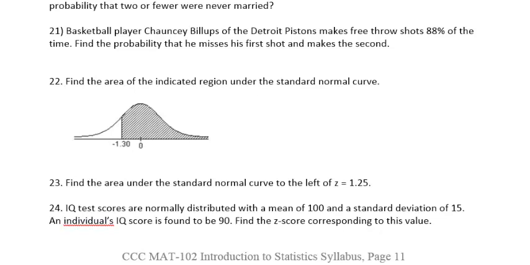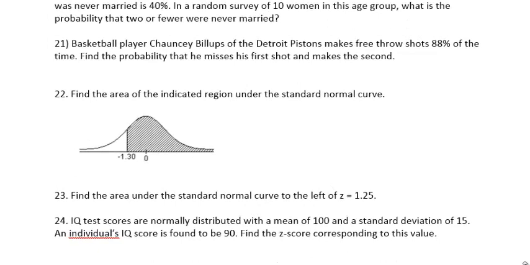Okay, next question. IQ tests are normally distributed with a mean of 100 and a standard deviation of 15. An individual's IQ score is found to be 90. Find the z-score corresponding to this value. Now here, you don't have to use any tables or anything like that. All you need to do is use the definition of the z-score. The z-score is the difference from the mean divided by the standard deviation. That's the general formula. Let me write that down for you over here.